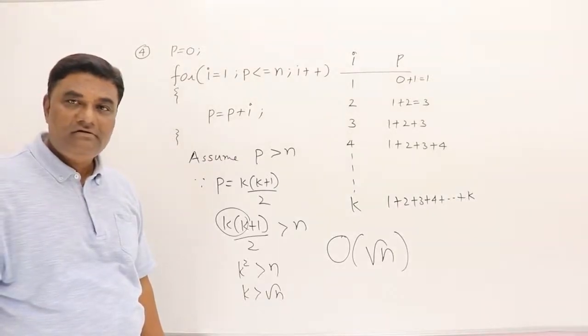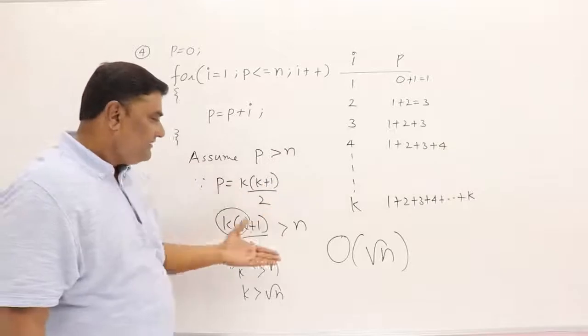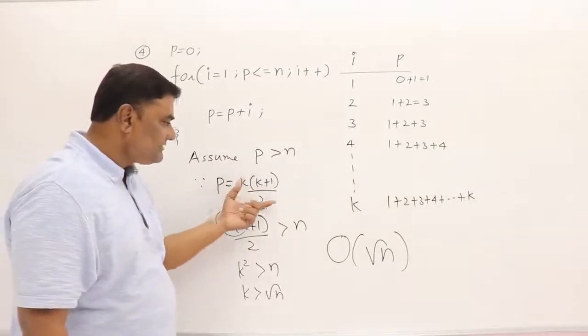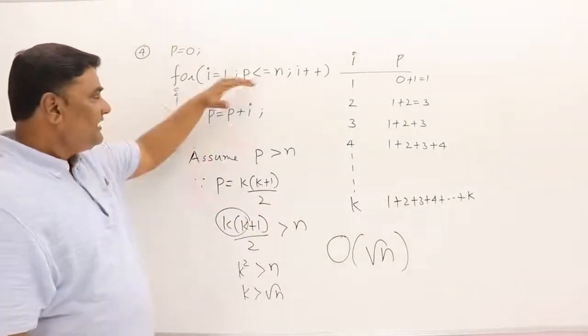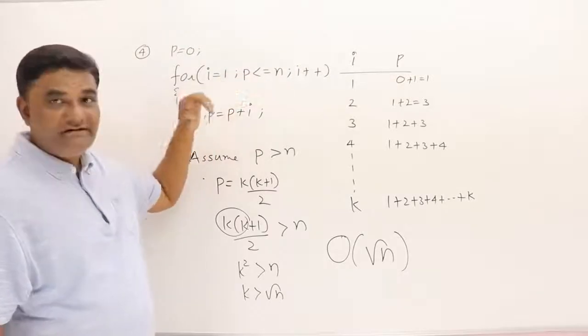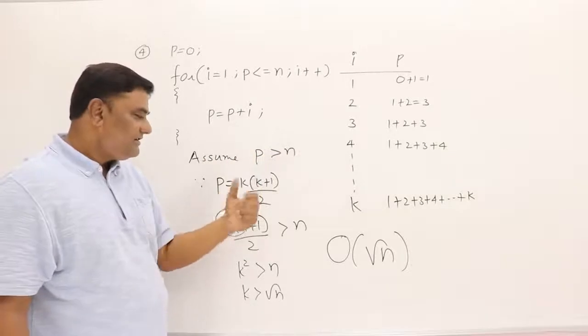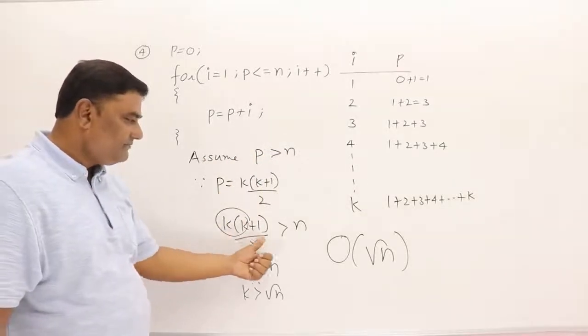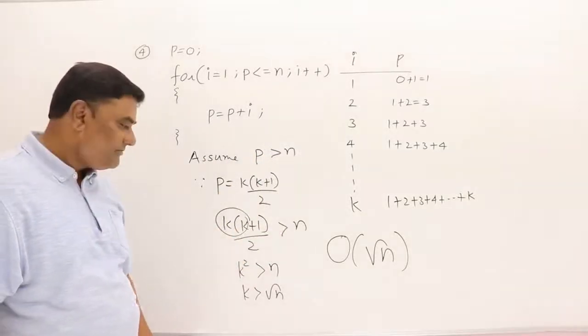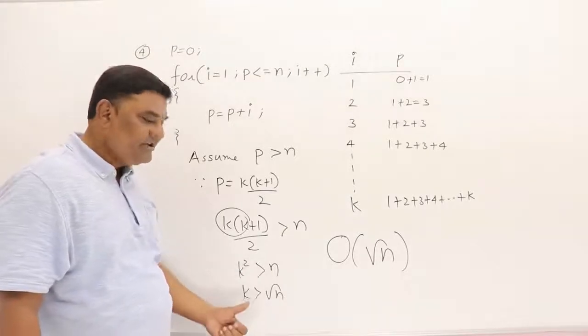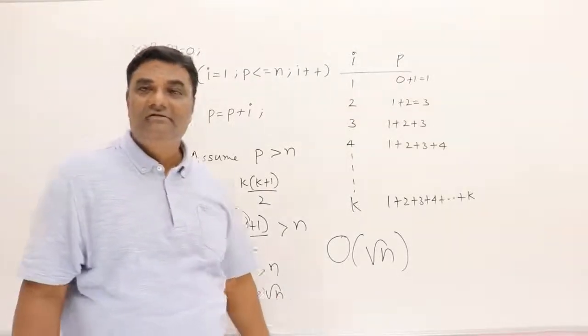Right? So p is k into (k plus 1) by 2 now. We know that this will repeat as long as p is less than or equal to n. So it will stop when p becomes greater than n. So when k into (k plus 1) by 2 becomes greater than n, it will stop. So this is k square and k is root n.